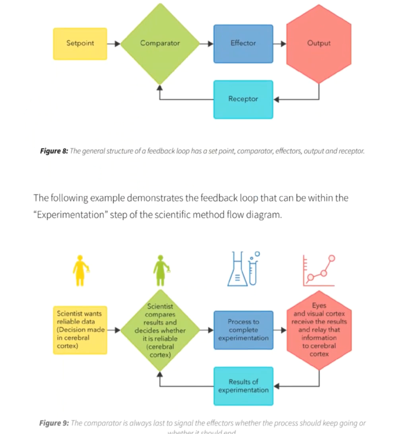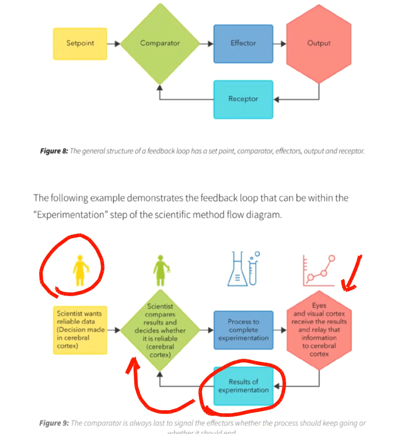The scientist wants reliable data, okay? All right, so the output over here has to be that the data is, quote, reliable. And the way you understand that is that data comes from the receptors, goes back to the comparator, and to see whether or not the data is reliable.